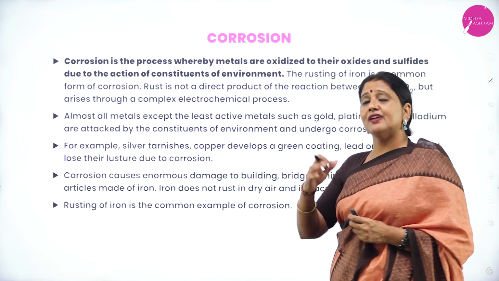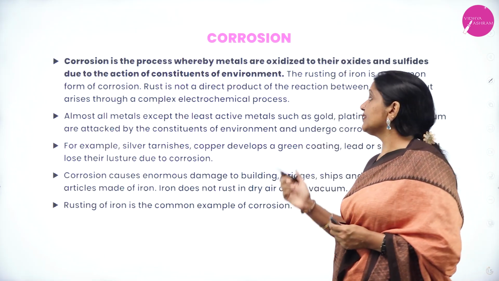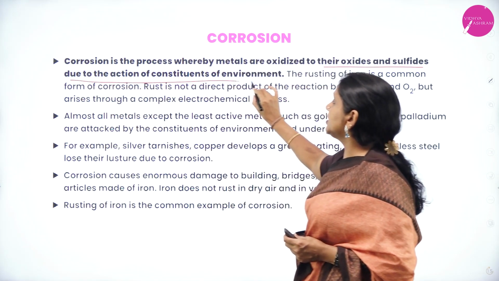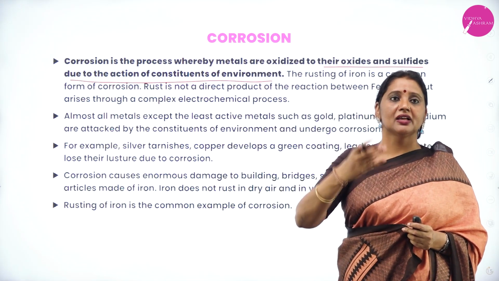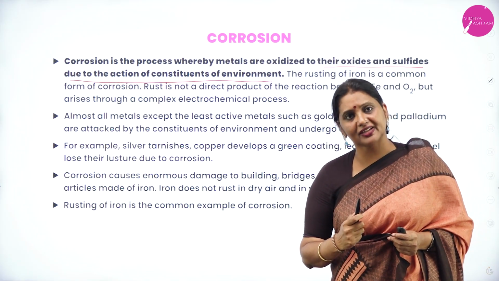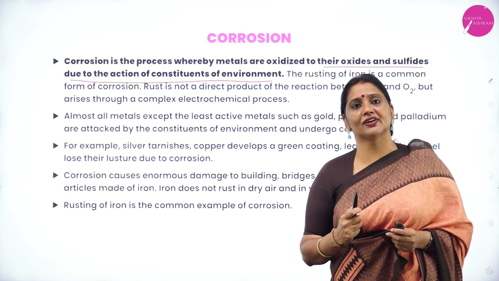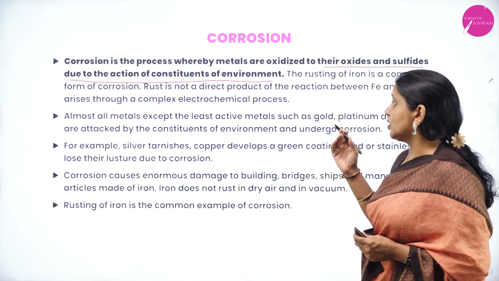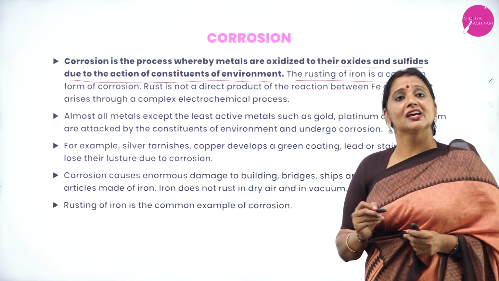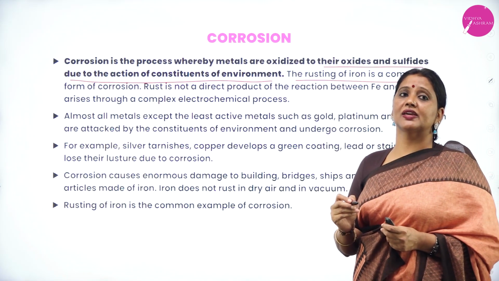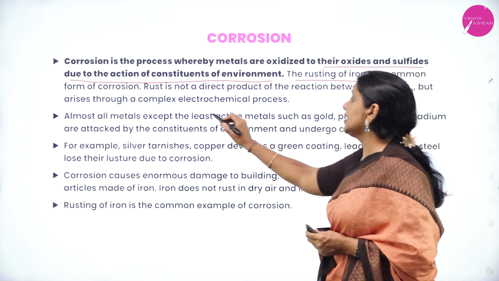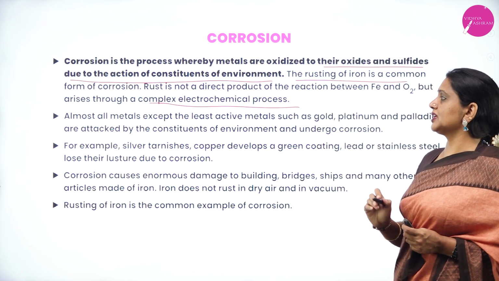What is corrosion? When metals are exposed to air, their surfaces get oxidized to their oxides and sulfides due to the action of constituents of the environment. Let us consider this is a metal; when it is exposed to air, its surface gets oxidized to oxides and sulfides by the action of the constituents of the environment. A very good example of corrosion is rusting. Rusting of iron is a very good example of corrosion, and rusting of iron is a complex electrochemical process.